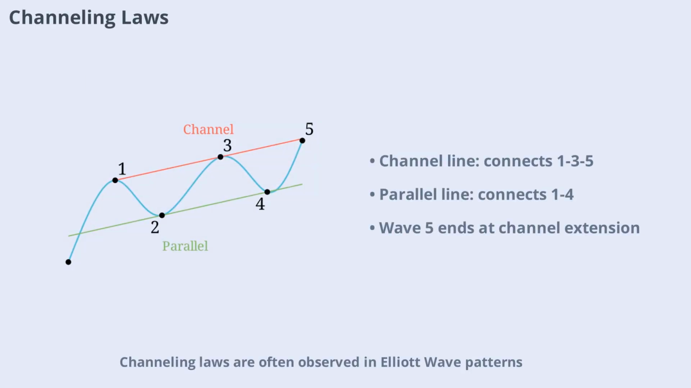Channeling laws are often observed in Elliott wave patterns. Wave 5 ends around the channel line extension of endpoints 1-3, and wave 4 may end at the parallel line point 1-3. Drawing channel lines helps visualize wave targets and identify potential reversal points.